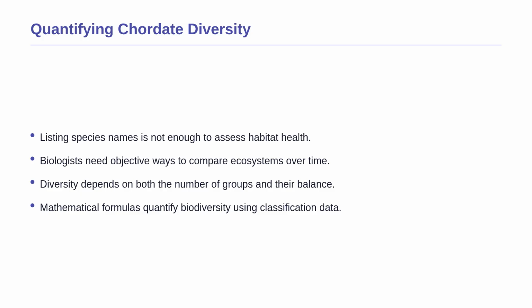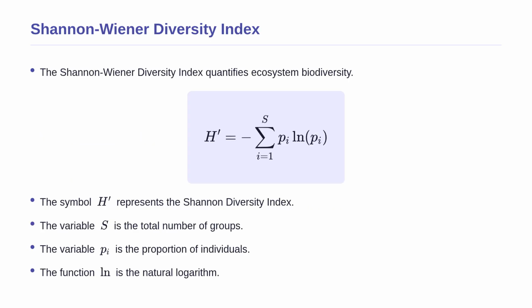To capture this balance, scientists turn to mathematics, using specific formulas to quantify biodiversity based on our classification data. This brings us to the Shannon-Wiener Diversity Index, a powerful mathematical tool used by ecologists. Conceptually, this formula calculates the uncertainty or variety in a community. Let us break down the symbols.